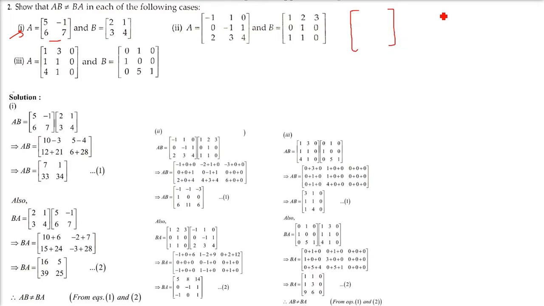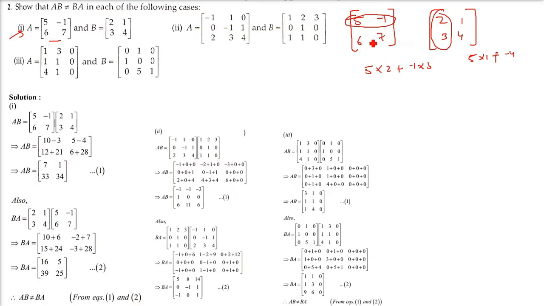The A and this B I'm taking, this is 5, negative 1, 6, 7. This is 2, 1, 3, and 4. So this row, first row, and this column, first row and first column. So 5 into 2 plus 3 into minus 1. Now same row with the second column, 5 into 1 plus 4 into negative 1. So that is negative 4.